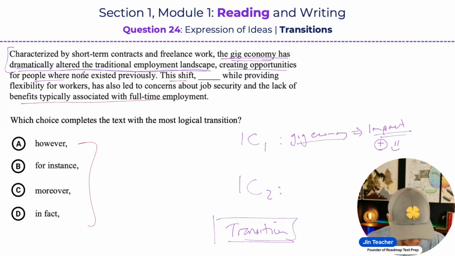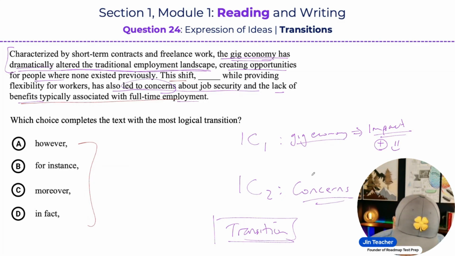So the second sentence says, this shift has also led to concerns about job security and the lack of benefits typically associated with full-time employment. So what is this sentence about? This sentence is talking about some of the concerns, some of the problems, some of the issues of this impact of the gig economy, right?